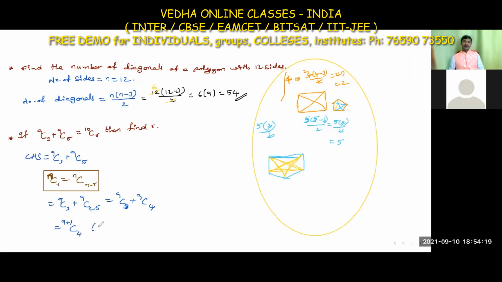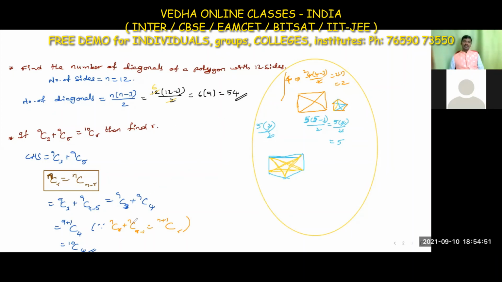So which formula did we apply here? NCR plus NC(R minus 1). The R values are consecutive values. Then add 1 to N and write the bigger R value. So that means 9 plus 1, which is 10. 10C4. So 10C4 is the required solution.